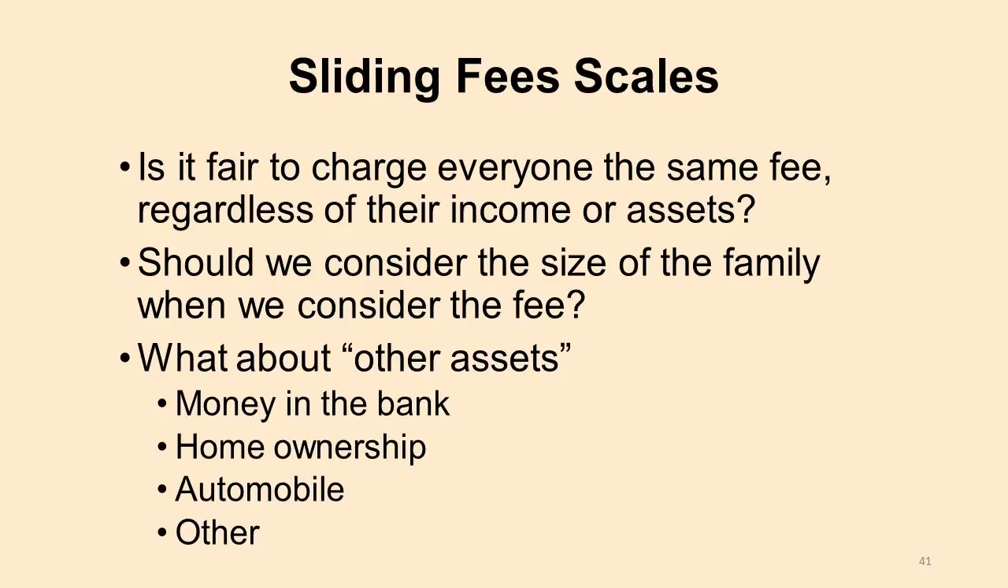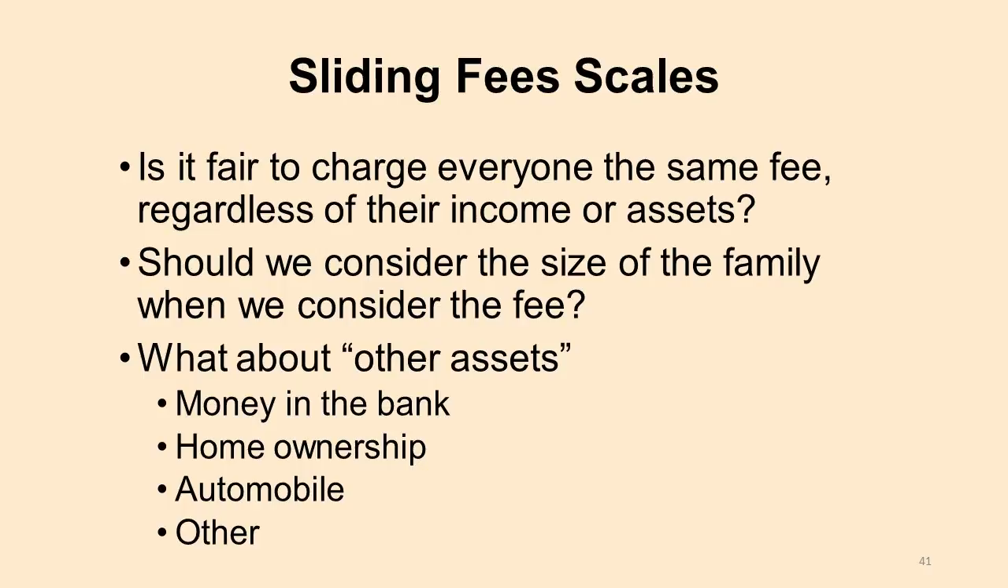In the same way, should the fee be the same regardless of the family? If one person has 5 kids to take care of with their income and one person has no kids, is their income or are their assets really the same? Maybe not. How about other assets, other valuables? For example, money in the bank. Somebody's income is low, they're not working, but they have so much money in the bank. Or one person owns their own house and another person doesn't. Are they the same or are they different?